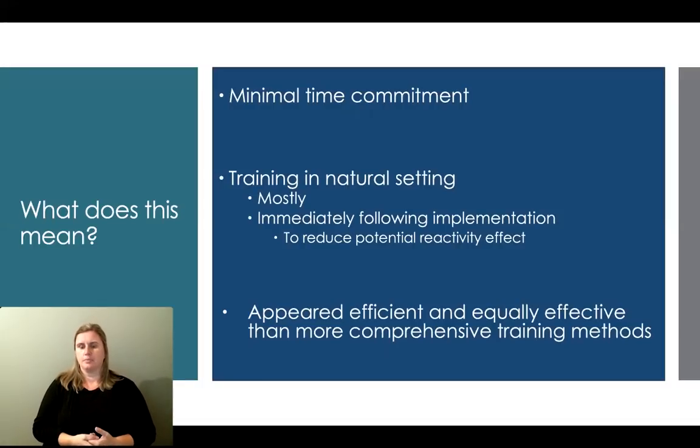It was something that followed specific performances. And of course, in this specific case, feedback was delivered following the session so that we would not have to deal with potential issues such as observer reactivity. The results suggest that this appeared to be an efficient and equally effective intervention as any other more comprehensive method.